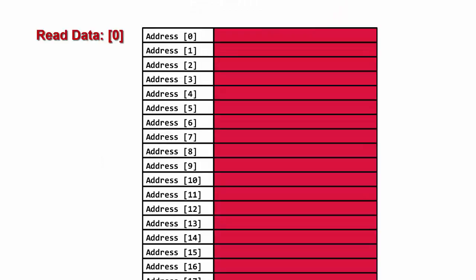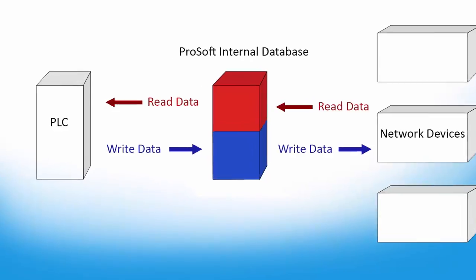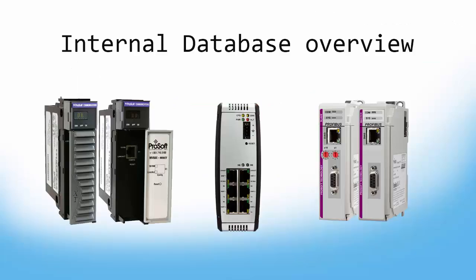For in-chassis modules, the read data area is populated with data to be transferred to the PLC after being read from devices on the network. The write data is sent from the PLC and written out to devices on the network. Just remember that the read and write data always refers to the direction the data is moving from the PLC's perspective. This is true whether the module's application protocol port is being used as a master client or as a server slave. And that is a quick overview of how data is handled in ProSoft communication solutions.